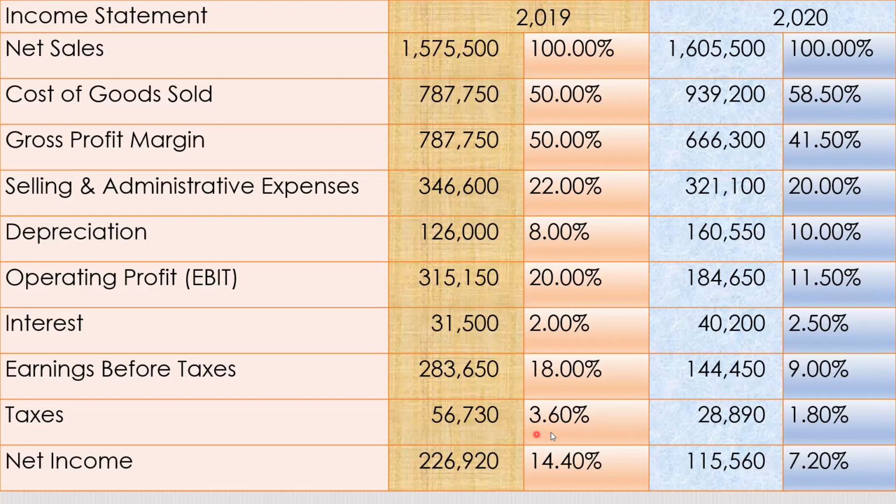Ultimately, compared to the common size analysis, in 2020 that is 7.2%, and in 2019 it is 14.40%.